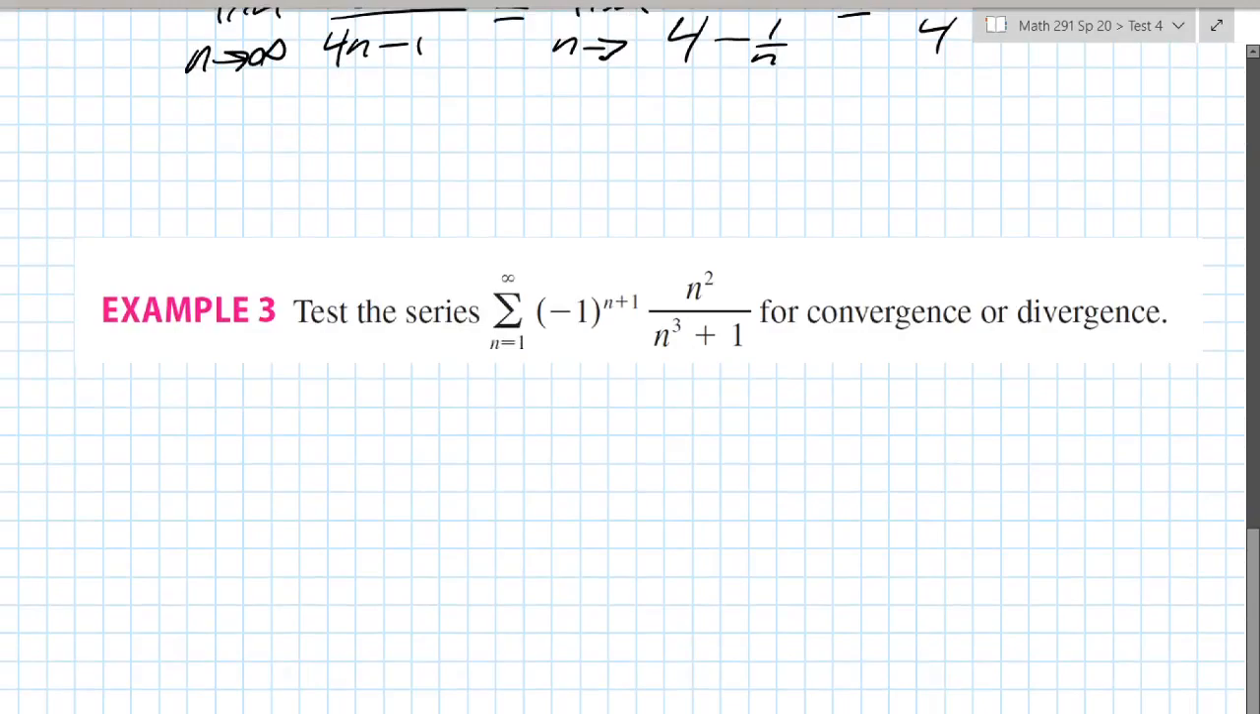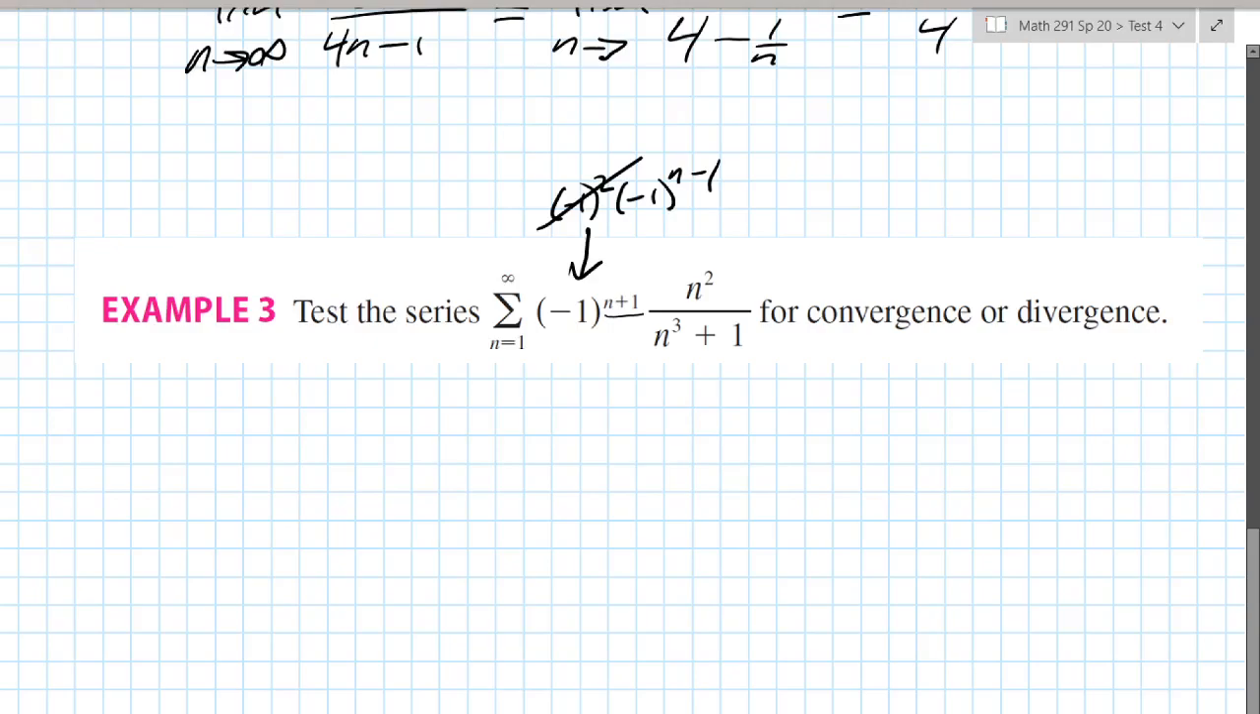Next one, we need to determine whether or not we have convergence or divergence. Again, this exponent isn't n minus 1, but that doesn't matter because we could rewrite it as -1 squared times -1 to the n minus 1. -1 squared is +1, so they're just trying to mess with you a little bit there.